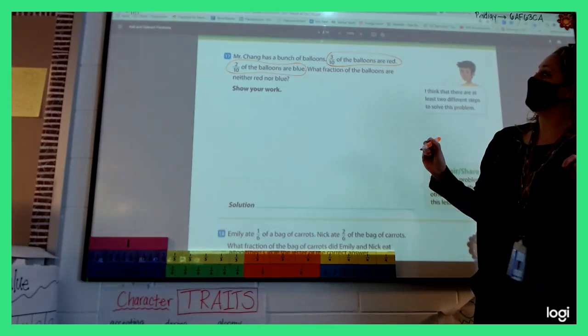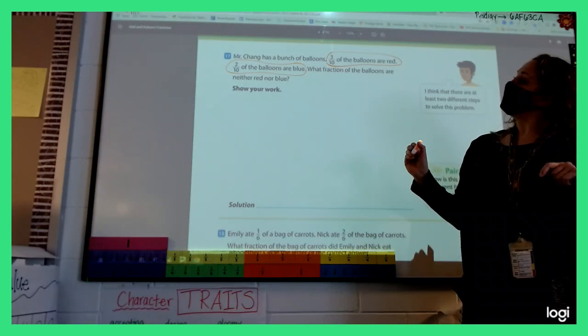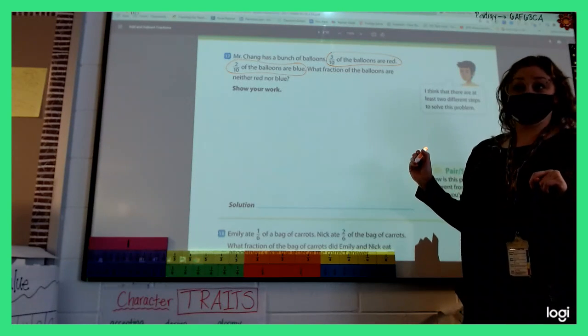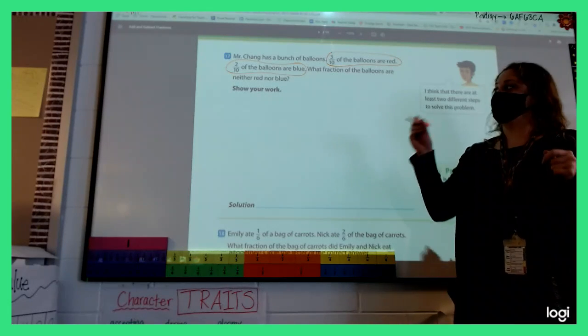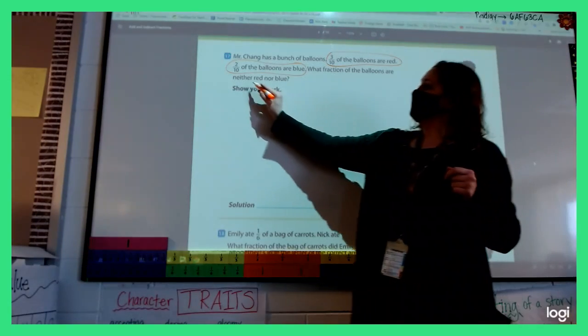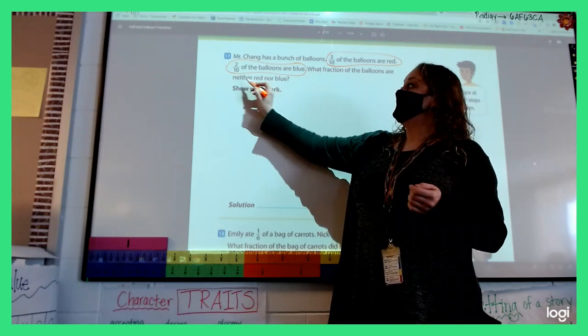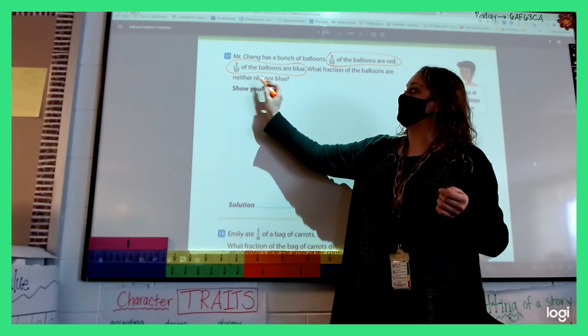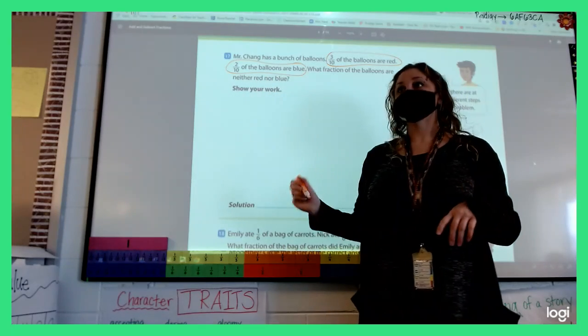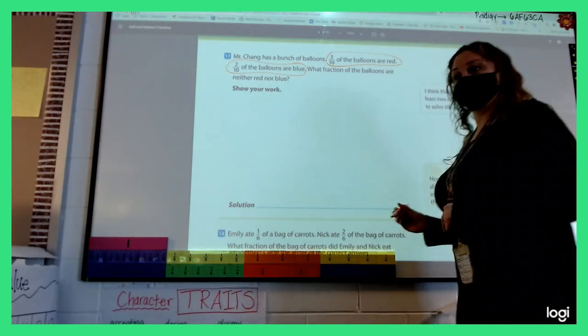Is "nor" even a word? It is. It's kind of like "or," but it means neither of these. So if you're saying neither and then two things, it's not either. You say neither blank nor blank. Kind of like "or."